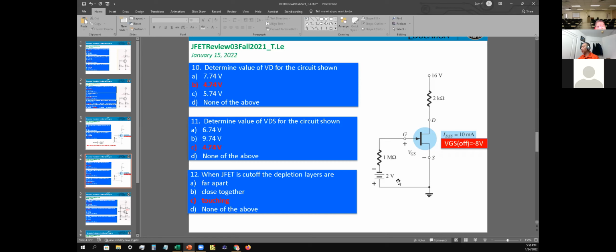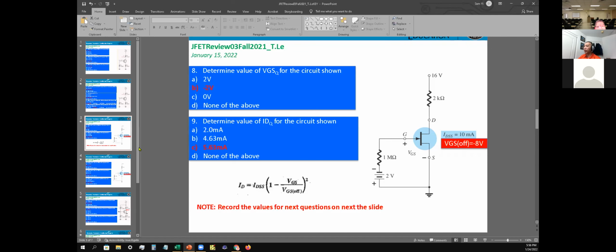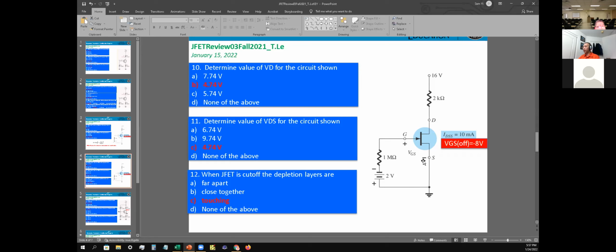Okay, so we got the current that was here, 5.63. So 16 minus 5.63 times 2K comes to 4.74. So the answer is B as in Bob for number 10.